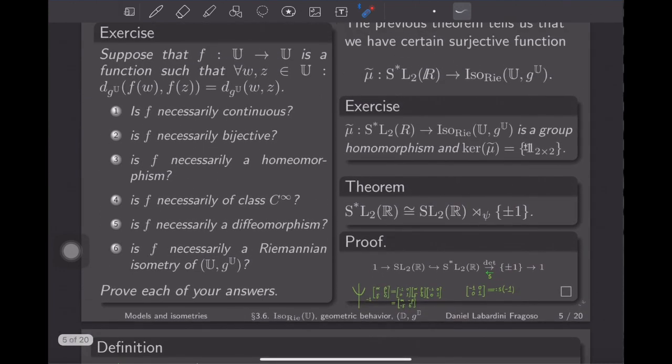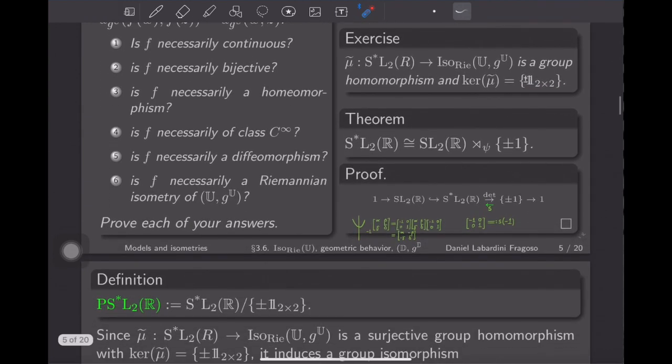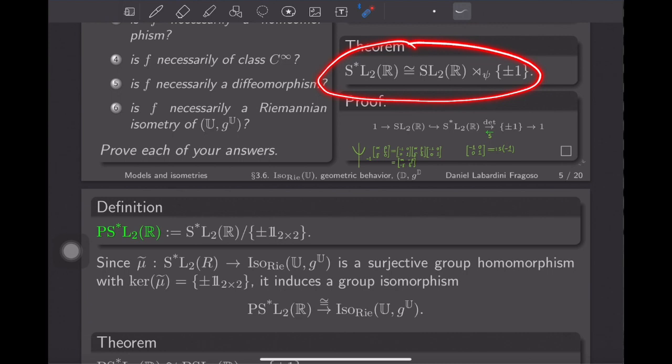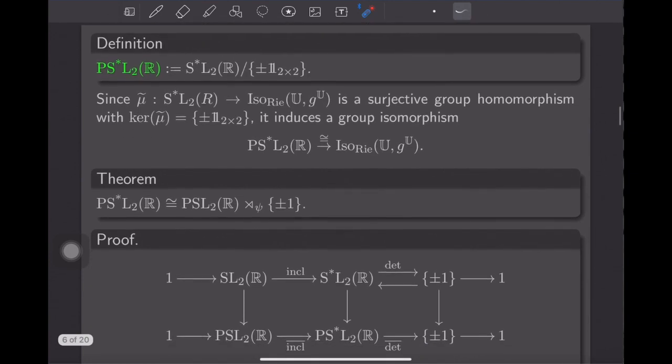So what I'm really interested in, at least in regards to the upper half plane, is not this group, not S*L2R in terms of SL2R, but rather the quotient of this one by plus minus the identity. Although this result is already nice in its own right, that's not my focus in terms of the upper half plane. So PS*L2R is the corresponding quotient.